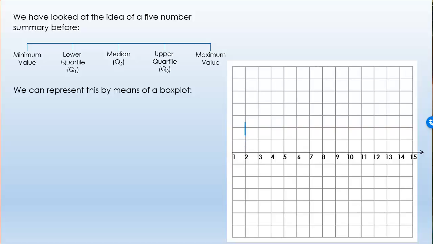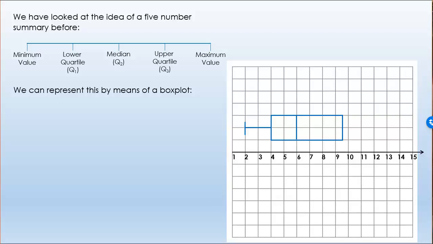So we indicate the minimum value with a vertical line. So the minimum value for the data set under consideration must have been 2. We then have a line which goes to the lower quartile. The lower quartile must have been 4. We then have a box that goes from the lower quartile to the upper quartile. So the upper quartile would have been 9.5.